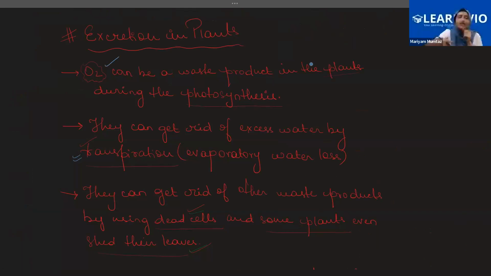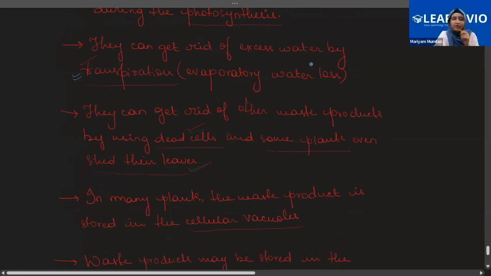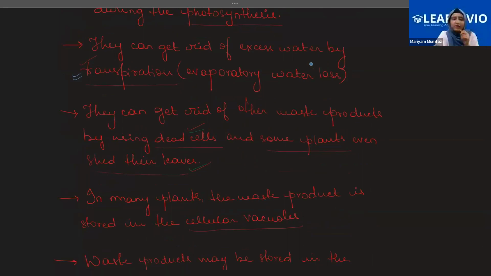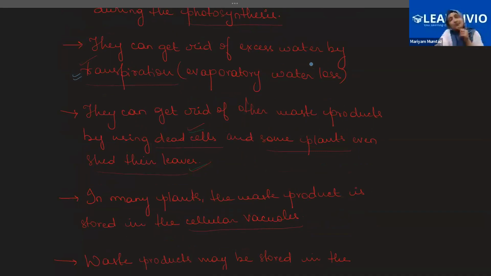Now, apart from that, the plants can get rid of other waste products by using the dead cells, and some plants can even shed their leaves. Many times in plants, once the plants shed their leaves, certain waste products are also shed along with the leaves, meaning they get collected in the old leaves and then are shed from the plant body. Apart from that, there are many dead cells in the plant's body, which can also get rid of the waste products.